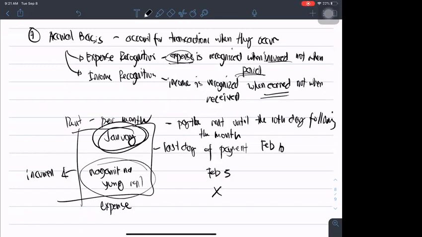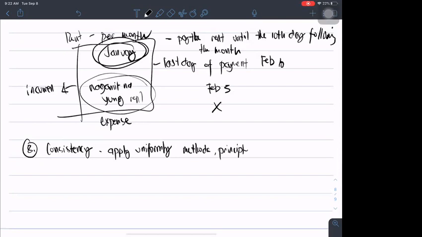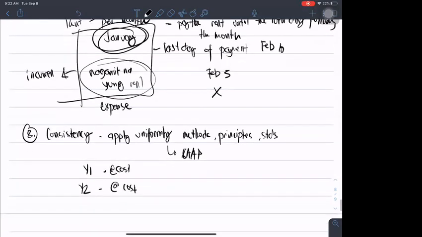Number 8, next concept is your consistency concept. So this requires that methods and practices should be applied uniformly. So apply uniformly methods or principles or standards. So in short, you apply uniformly the GAAP. Okay, so for example, year 1, you account for your property, plant, and equipment under cost. Therefore, next year, you still apply it under cost. Year 2, for sure, dapat at cost pa rin. Kasi kailangan nga, consistent siya, uniform siya. So you apply uniformly your GAAP, consistency.